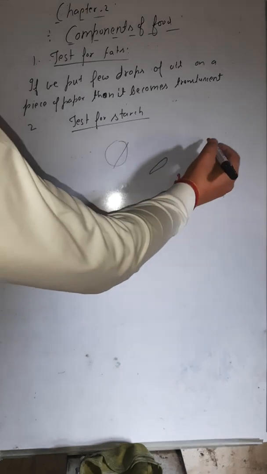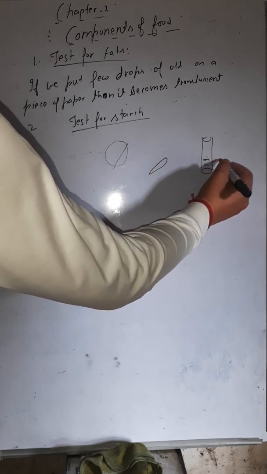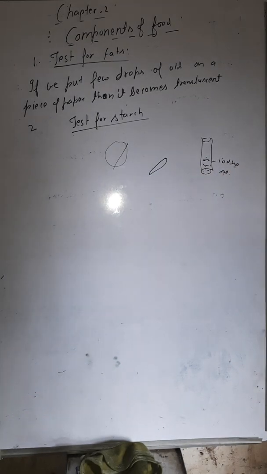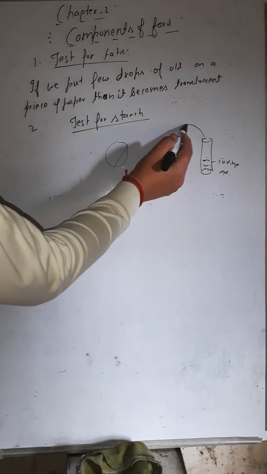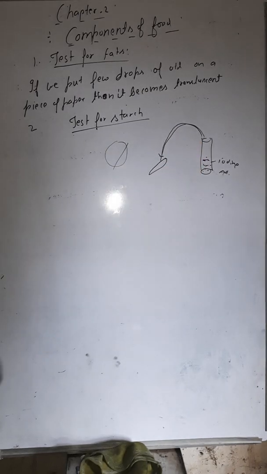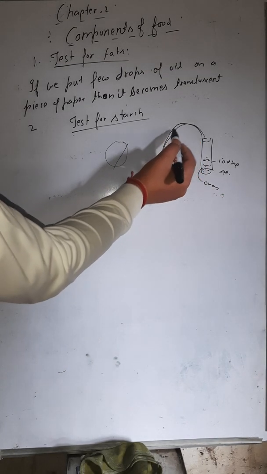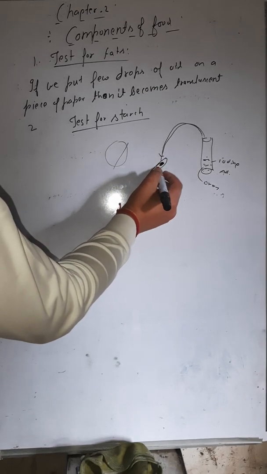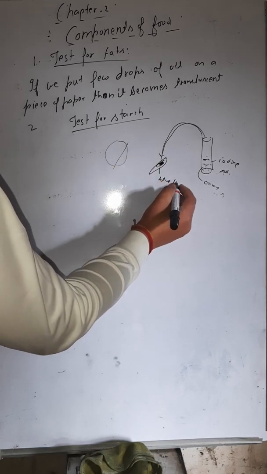Now suppose here I have iodine solution. The color of this iodine solution is orange. Now if I pour a few drops of iodine solution over this piece of potato, the color of this piece becomes blue black.